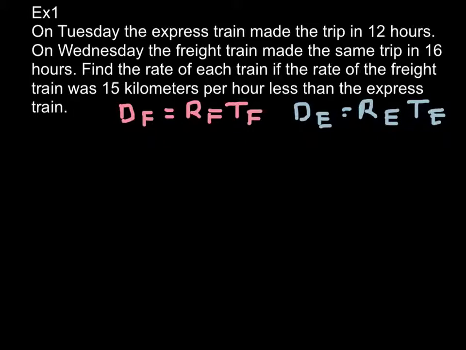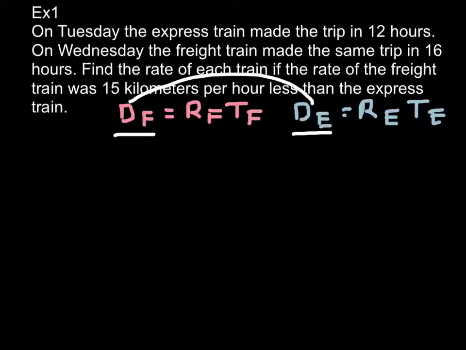Alright? Now, let's go back to the problem. On Tuesday, the express train made the trip in 12 hours. Wednesday, the freight train made the same trip in 16 hours. What do you know about the distance of the freight train compared to the distance of the express train? Read the problem. What's it say there? If you do that, you'll see that the distances are the same. They're talking about the same distance. So I know that the distance of the freight train equals the distance of the express train.